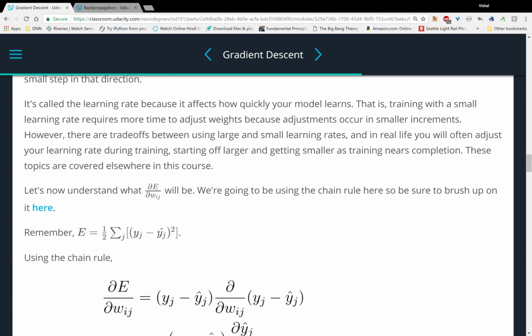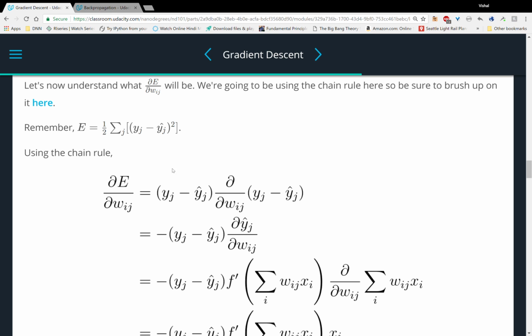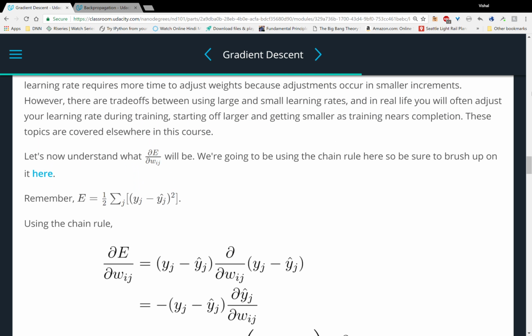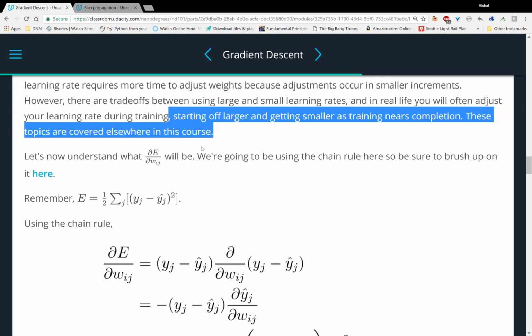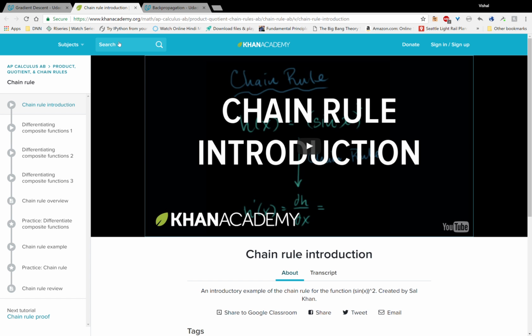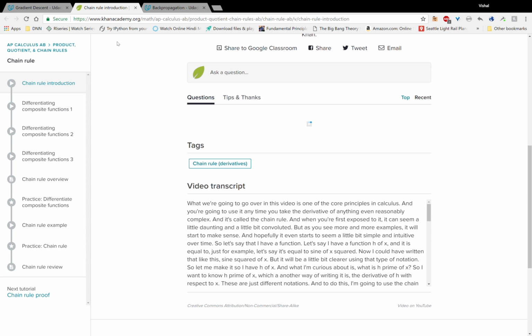Okay, so let's go here. So if E is, let's understand, read this and you will understand what's going on. Let's understand what this will be. We'll be using the chain rule, and this is the sum of it. In case you want to read more about the chain rule, there is a nice Khan Academy web page that you can read about the chain rule. I'm not going to go over the actual video.